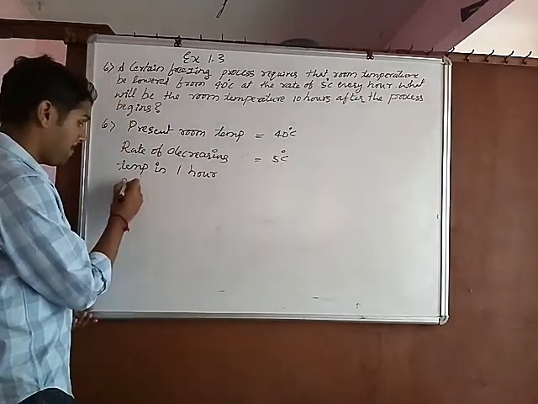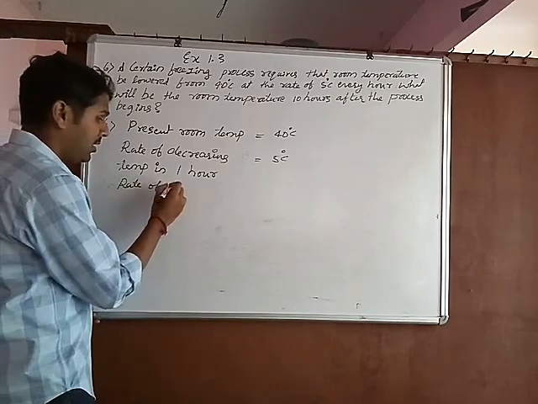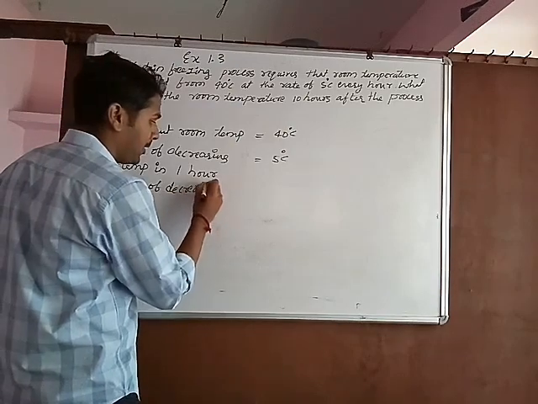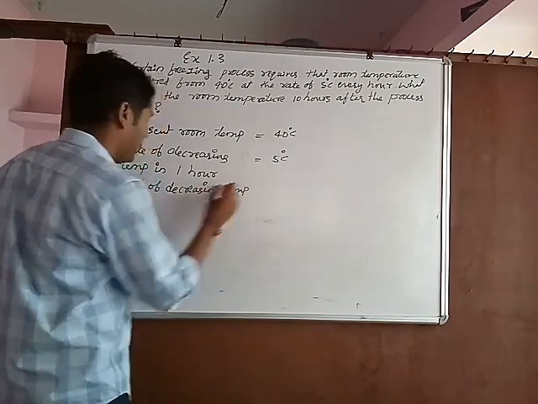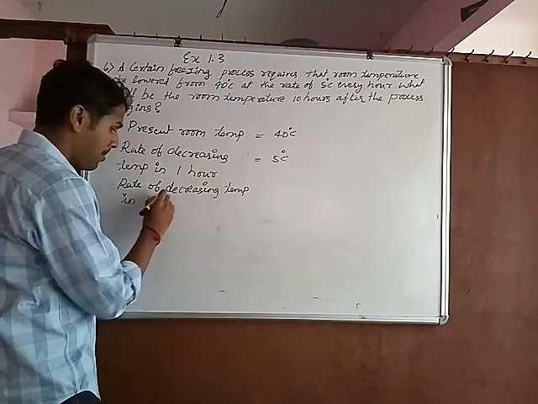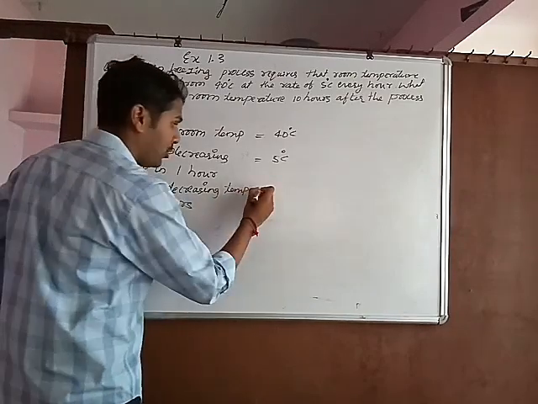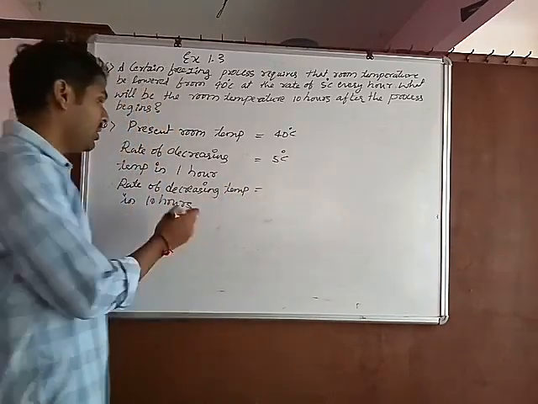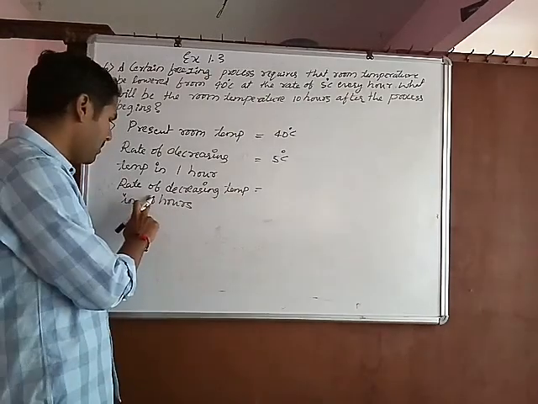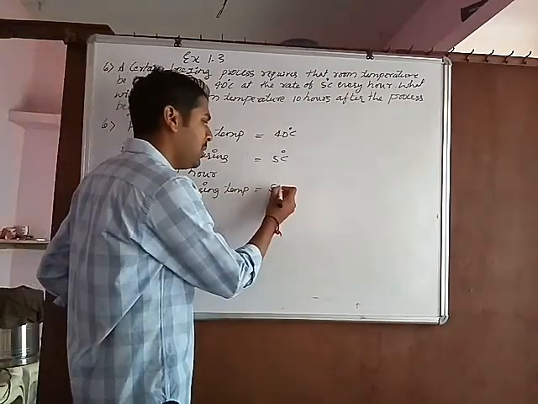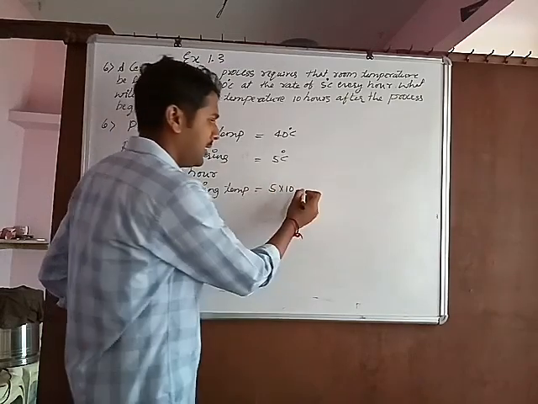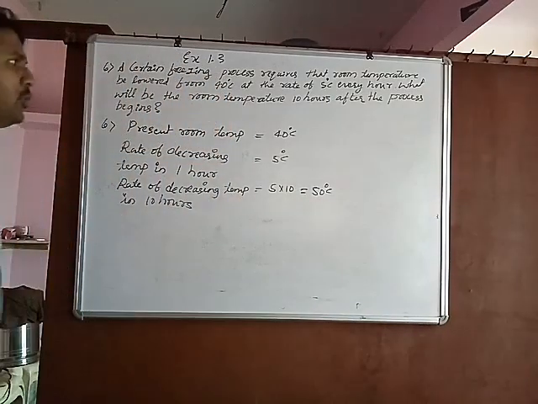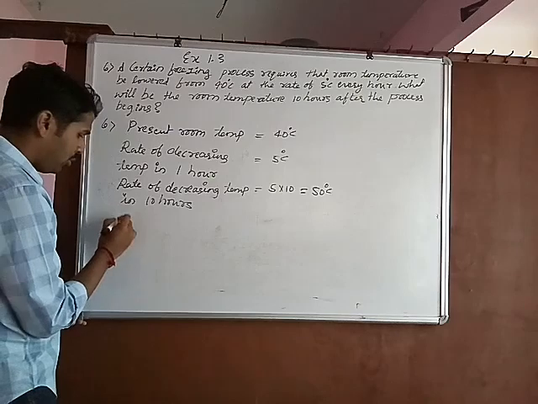That means the rate of decreasing temperature in 10 hours equals to, how to solve this one? For 1 hour 5 degrees Celsius, for 10 hours how much? Just multiply 5 into 10. What will we get as the answer? That is 50 degrees Celsius, no? 50 degrees Celsius.